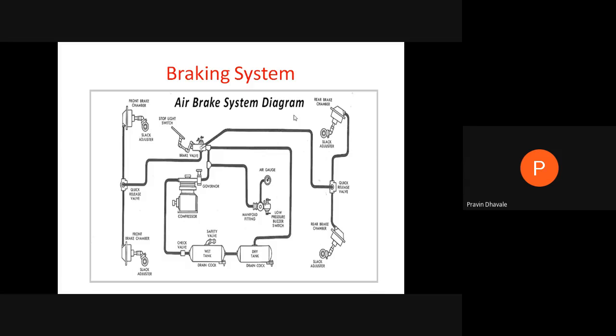Now how will it work? This is the front brake chamber. There are two wheels, first and second. This will be the rear brake chamber, with the first rear wheel and second rear wheel. There will be a quick release valve from the brake valve.